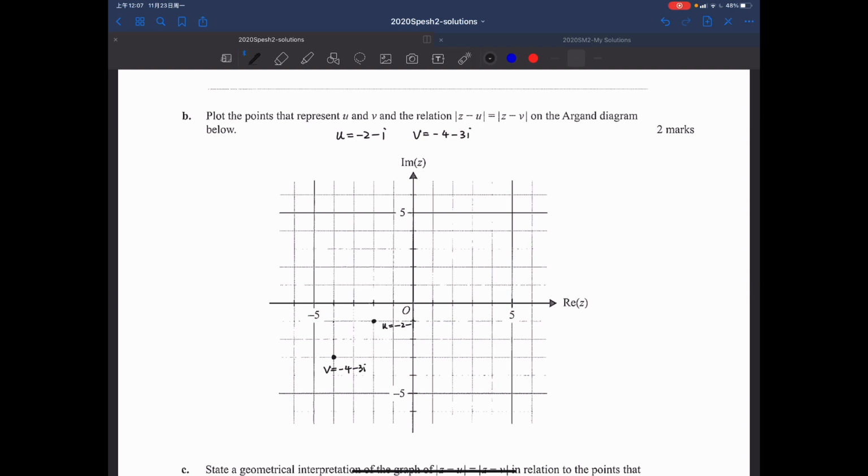Now, what is my relation? Remember, we need to realize that it's a perpendicular bisector between these 2 points, the perpendicular bisector of the line segment UV. You expect something like this, and you also have your Cartesian equation with you, which is y equals minus x minus 5. So I need to use a blue line. I need to adjust that a little bit. Let me have a look.